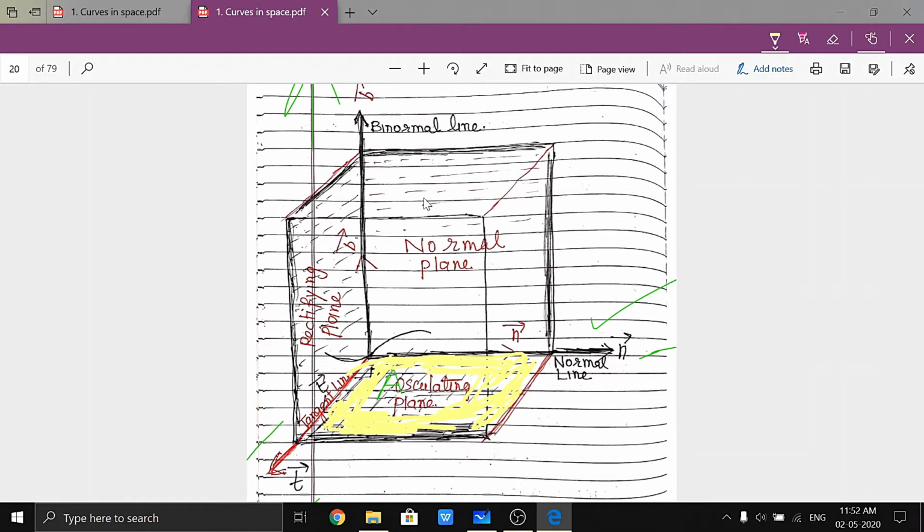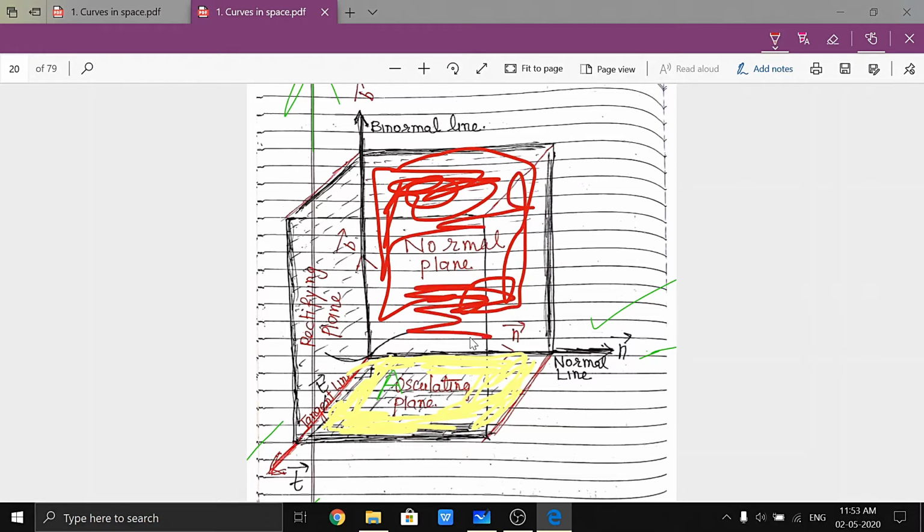And this plane, which is perpendicular to this tangent and normal, is called a normal plane. The normal plane is perpendicular to the unit tangent. So this red part is the normal plane.